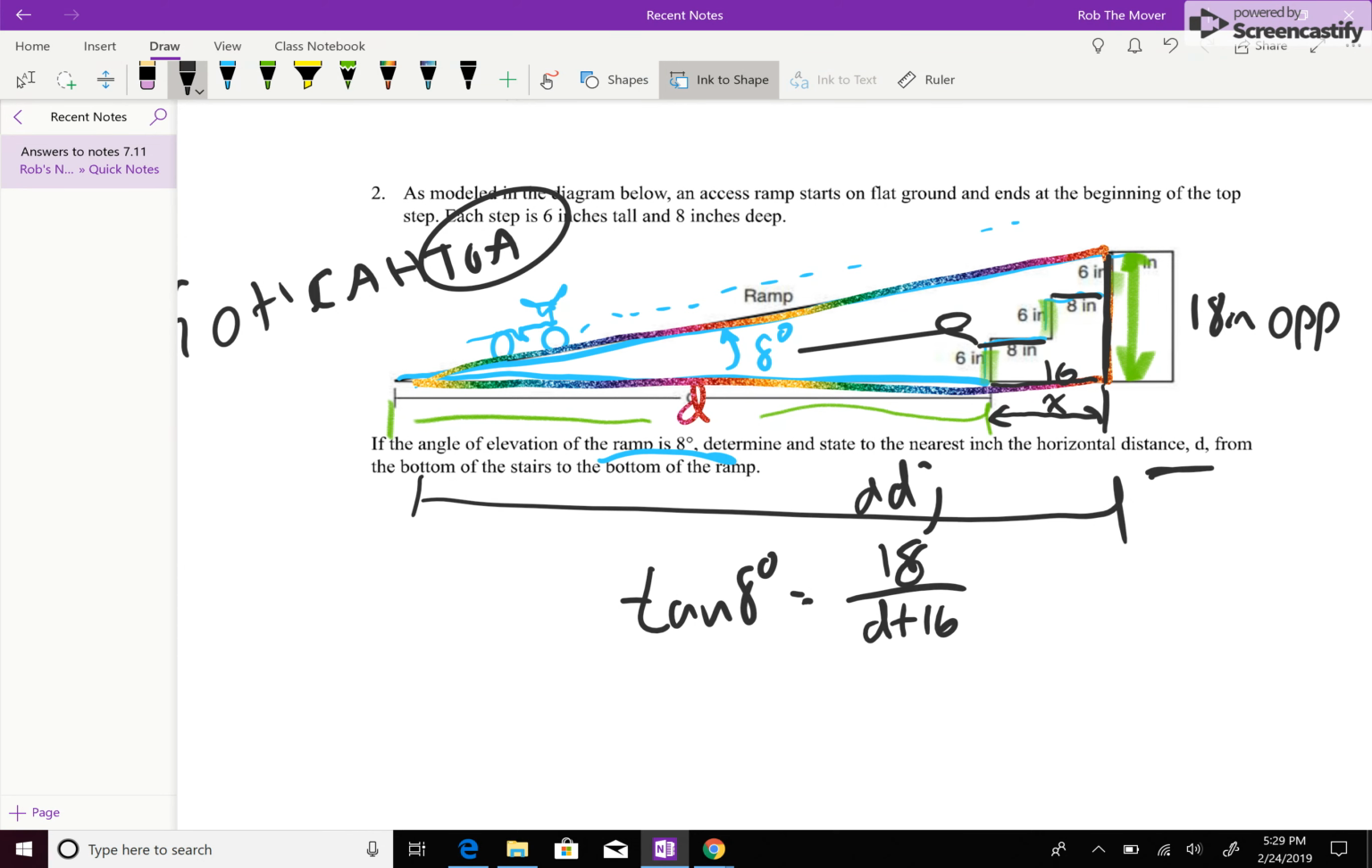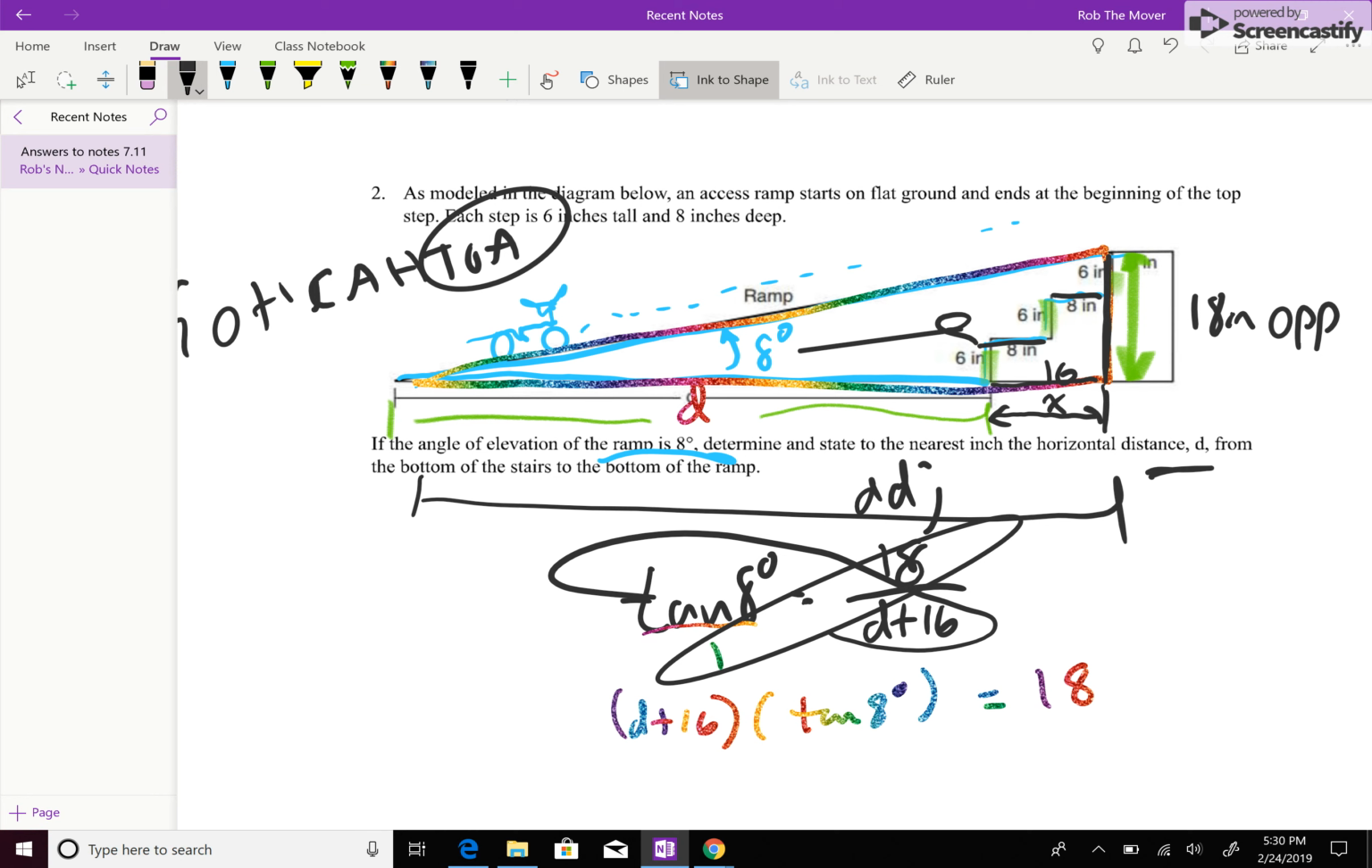Now, this is an equation. Don't worry about the fact you got d plus 16 here. You've got the variable in the denominator. You've got to somehow get rid of that. The best thing to do here might be to realize this is over 1 and you cross multiply. So we get d plus 16, be careful here, times parentheses tangent of 8 degrees is equal to 18 times 1, which is 18. All I did there was cross multiply to get those two things.